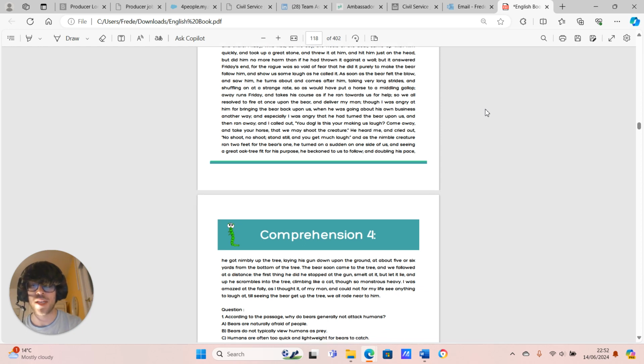I was amazed at the folly, as I thought it, of my man, and could not for my life see anything to laugh at, till seeing the bear get up the tree, we all rode near to him.